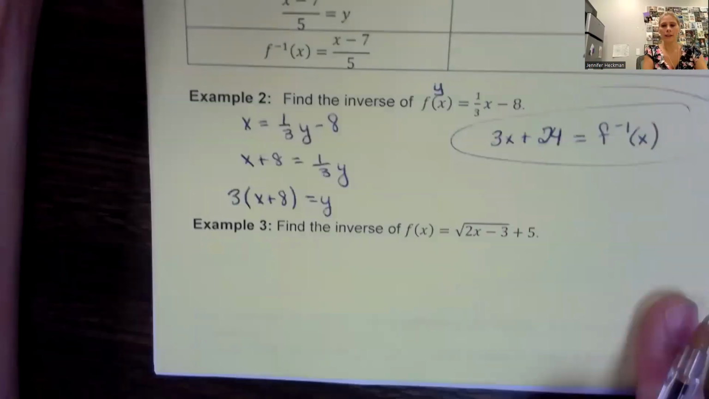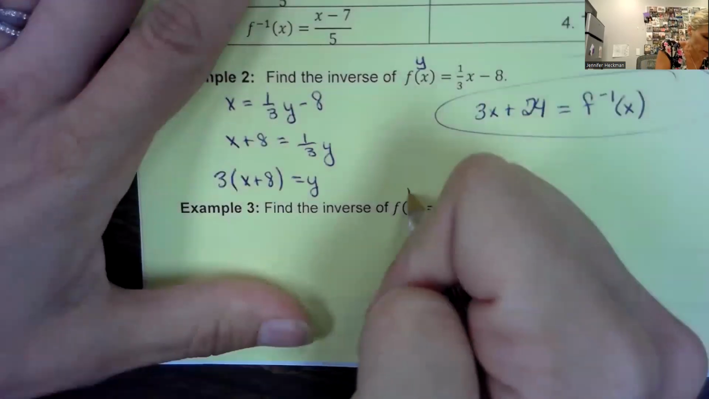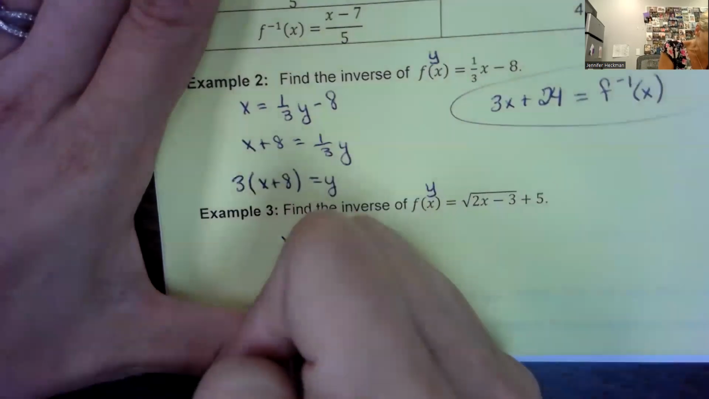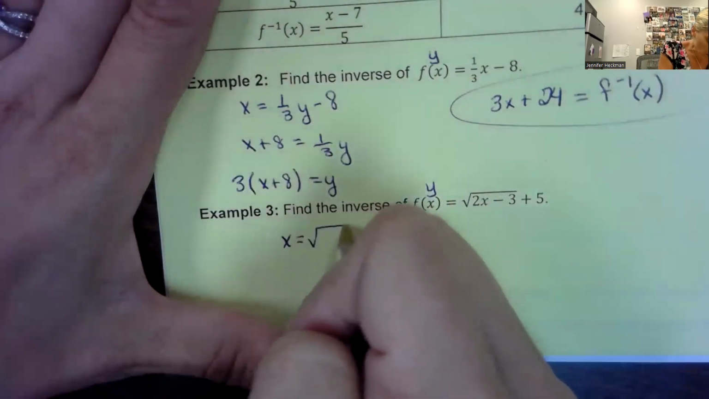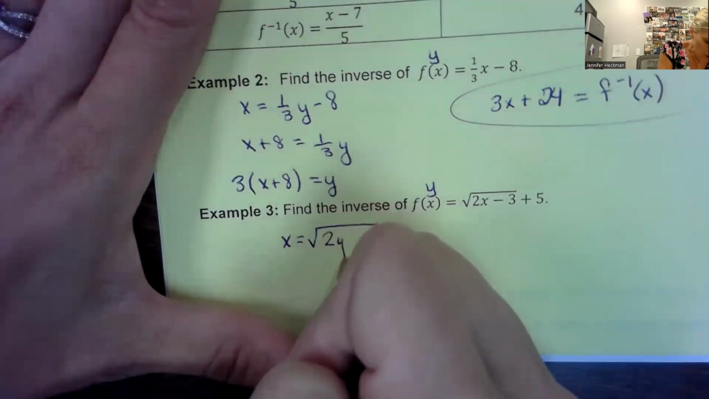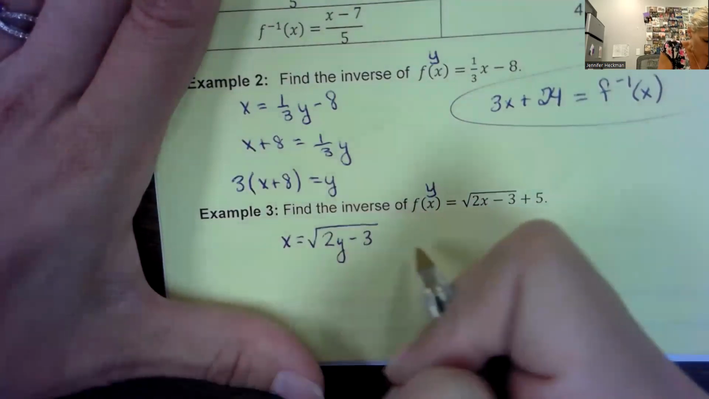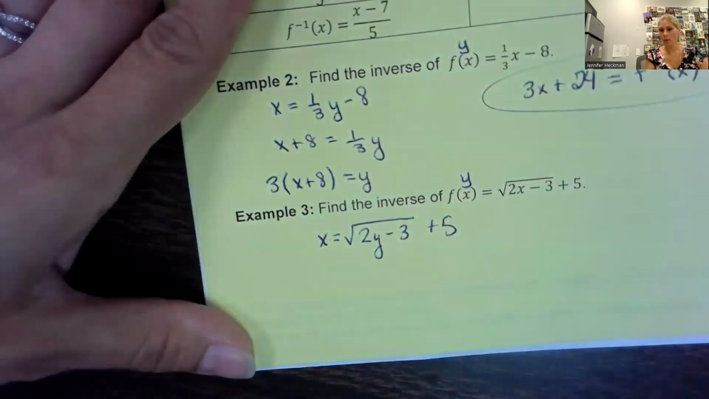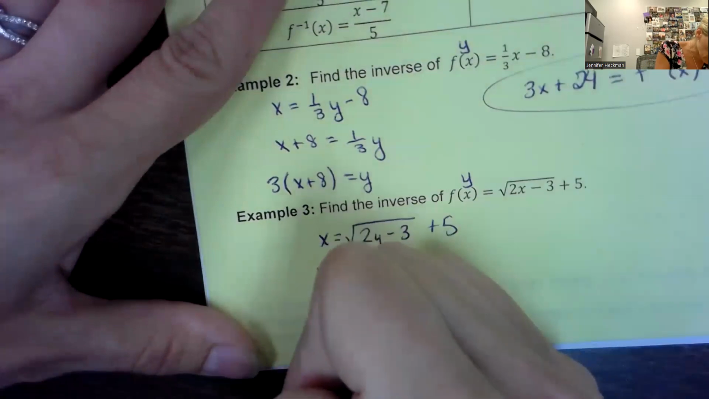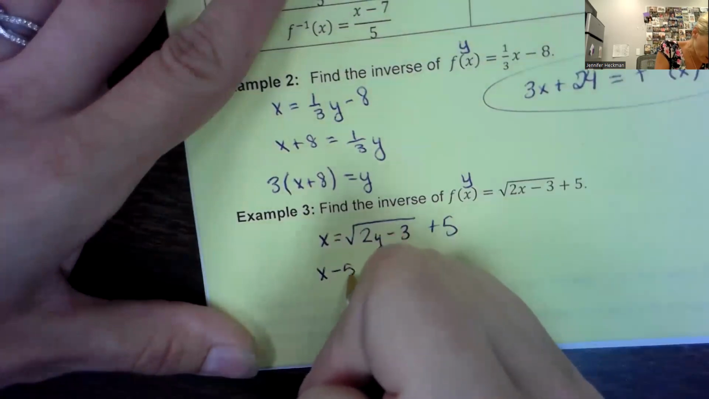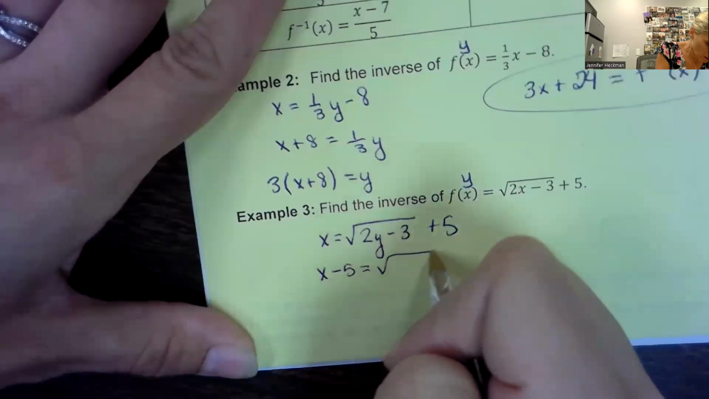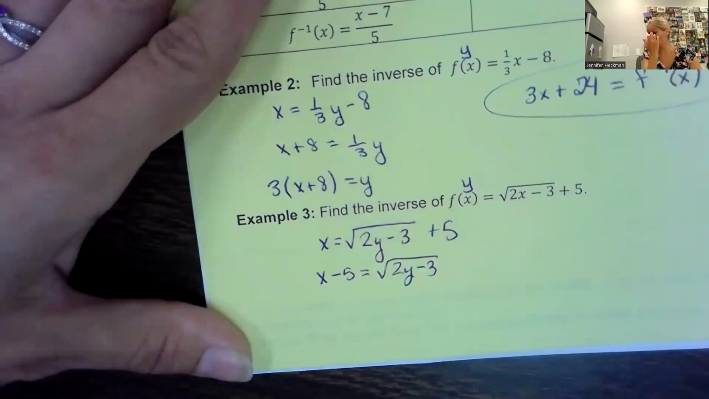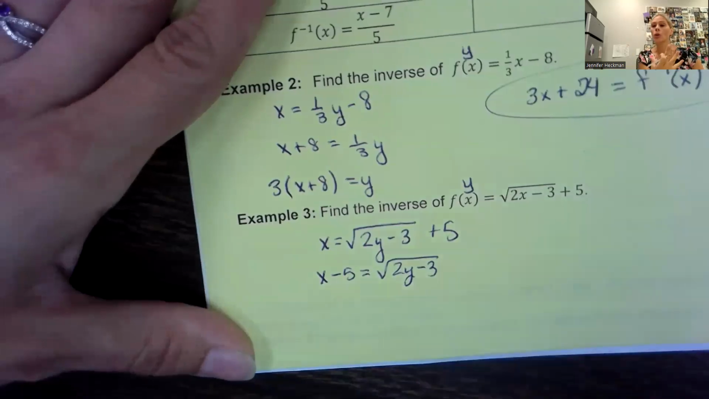Okay, let's try it on the next one here. Remember, f of x is what we're going to think of as y. We're going to switch our x and y. So we have x equals the square root of 2y minus 3 plus 5. Okay, let's start working backwards. We got to move that 5 first. So we're going to subtract 5 from both sides.